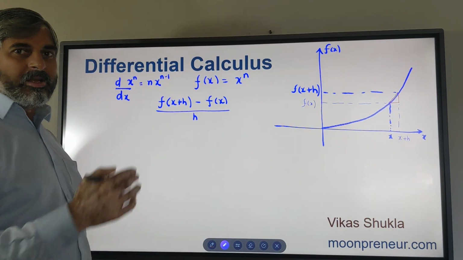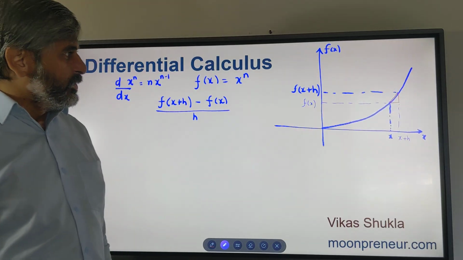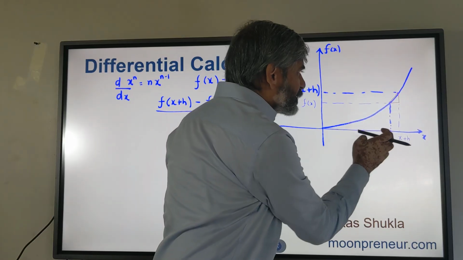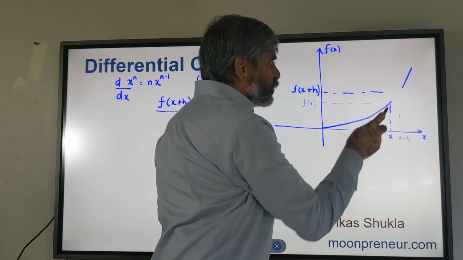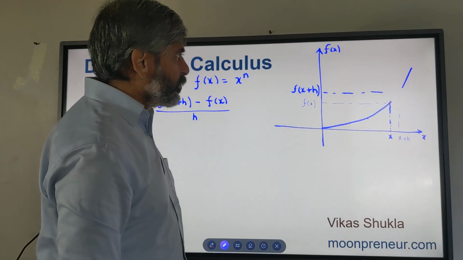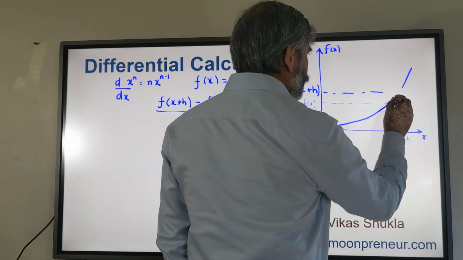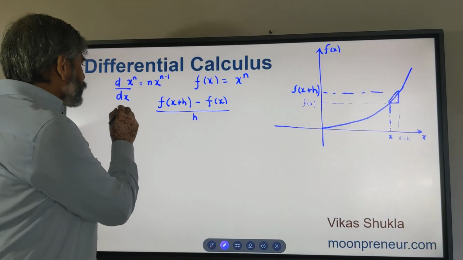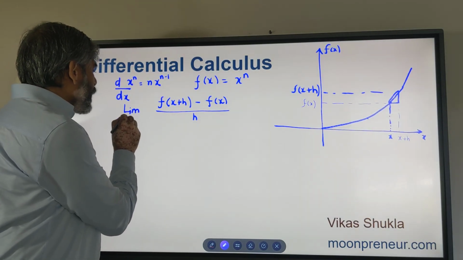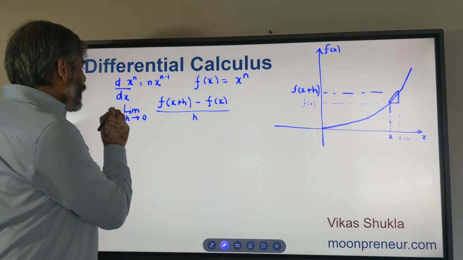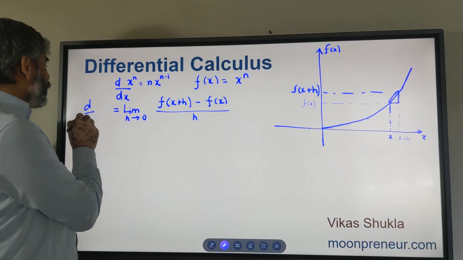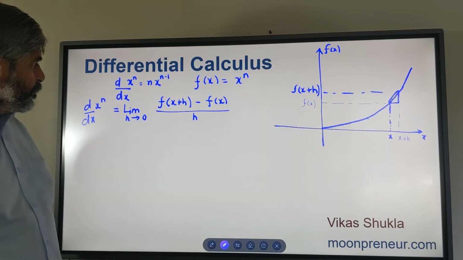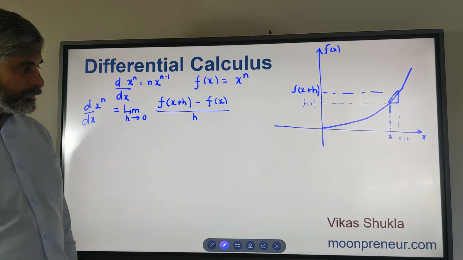I want my result to be as accurate as possible, and to be as accurate as possible, I will have to make this h as small as possible. So if I write it as limit h tending to 0, this is the definition of the differentiation of a function f(x). x to the power n is our f(x).